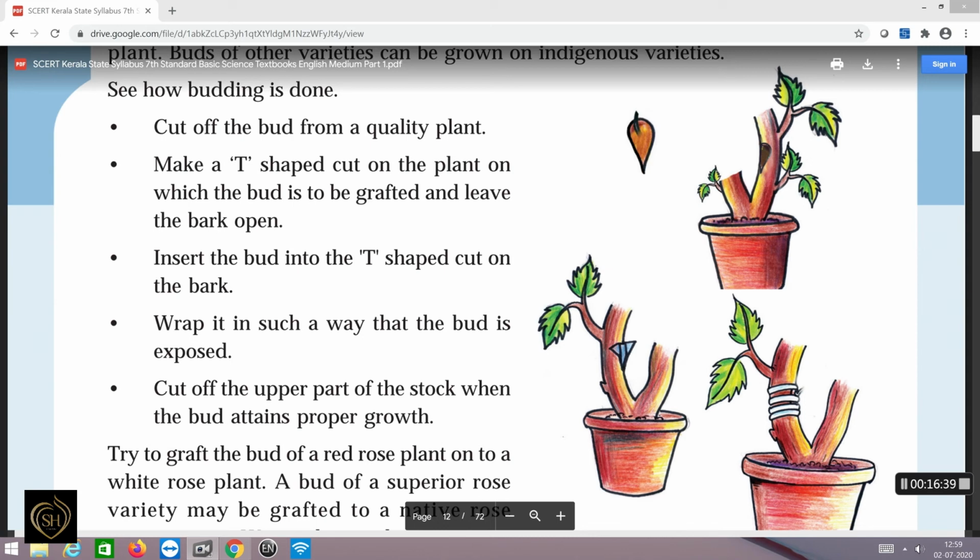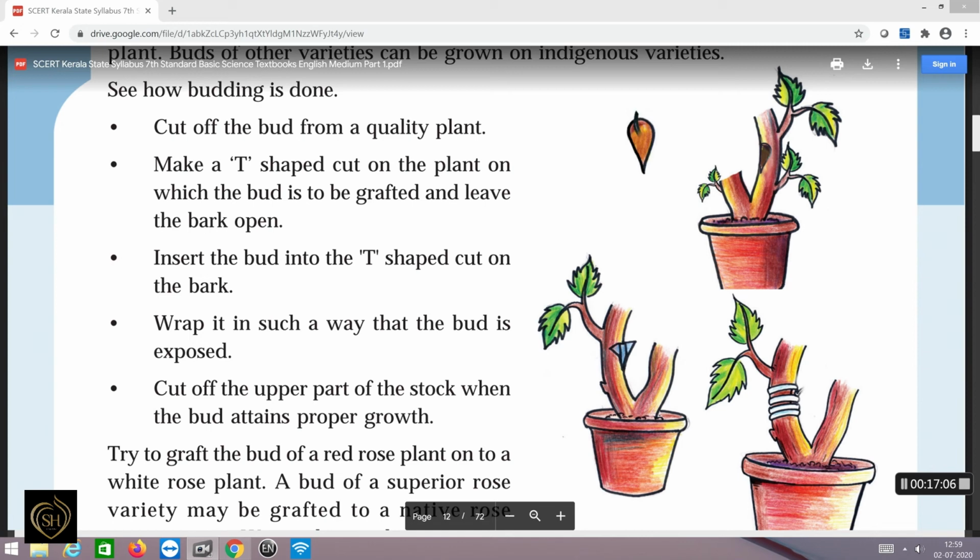Then wrap it in such a way that the bud is exposed. Bud is exposed means over the bud part you never tie the twine. Leave the bud part open and tie the other part firmly with the bark. Then wrap it in such a way that the bud is exposed. Then cut off the upper part of the stalk when the bud attains proper growth.